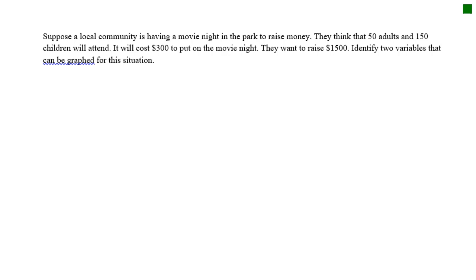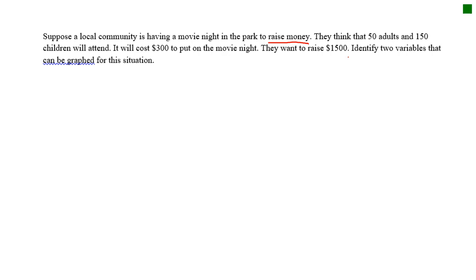All right, for this one, it says, suppose a local community is having a movie night in the park to raise money. Keep in mind that we are raising money. Raising money means that we're making money, right? They think that 50 adults and 1/5 of children will attend. It will cost $300 to put on the movie night. They want to raise $1,500. Identify two variables that can be graphed for this situation.